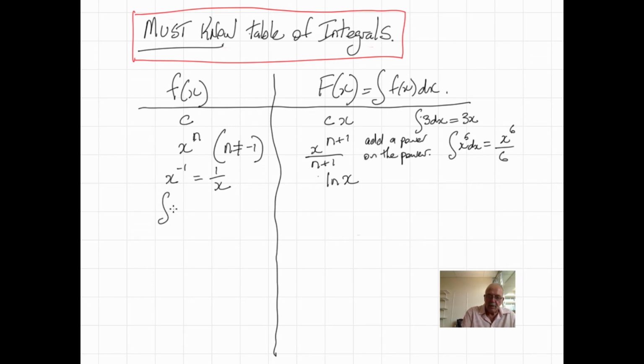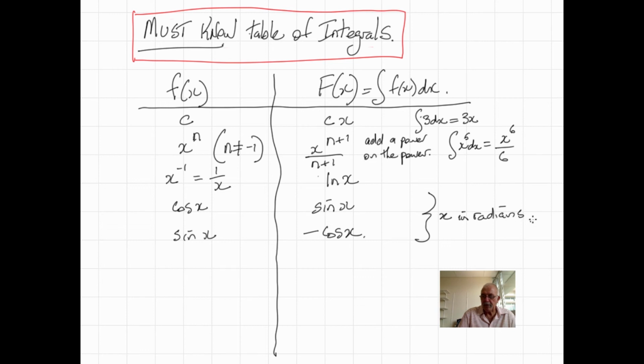The integral of cos x is equal to sine x, because when you find the derivative of sine you get cos. And if this is sine x, the integral of that will be negative cos x. Now in these cases here, x has to be in radians, not degrees, so you need to do the conversion.